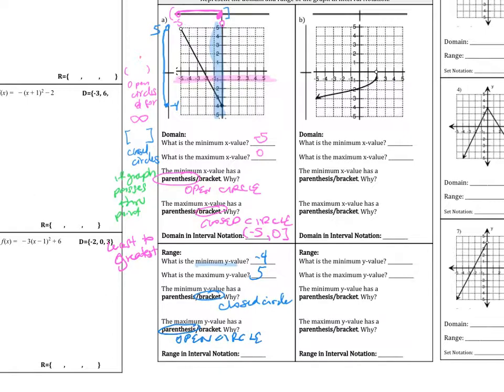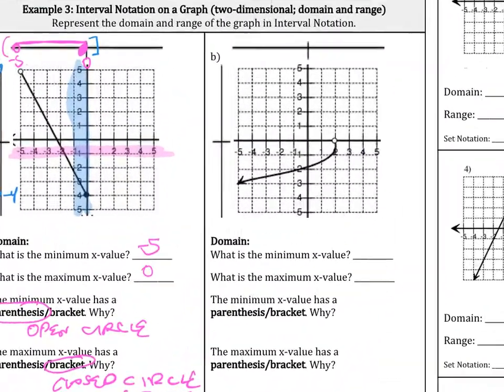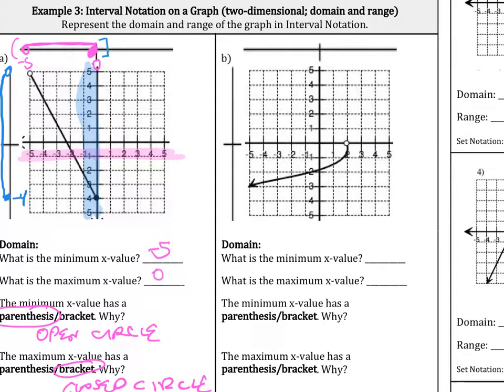So again, you list from least to greatest. Our lowest number is -4, and that's a bracket because that's a closed circle, to a +5 parentheses because that's an open circle. Now let's take a look at another example here. So we're taking a look at what's the minimum x value. So let's highlight our x values here. And so what is the lowest x value, our domain?